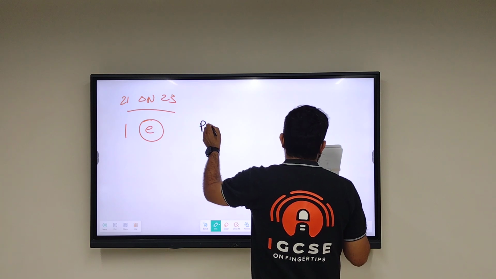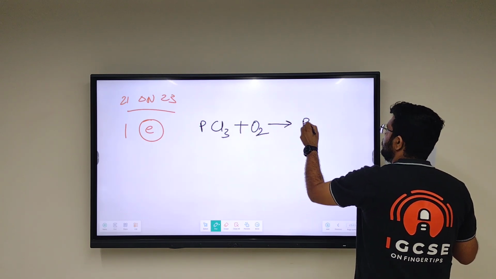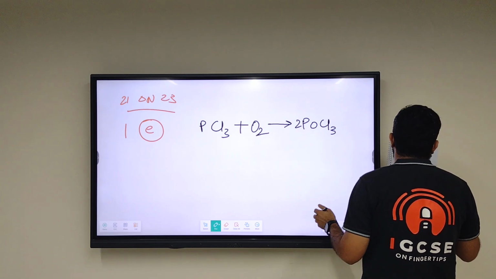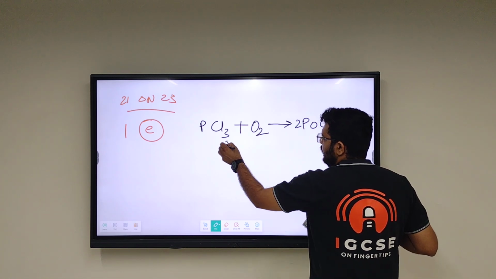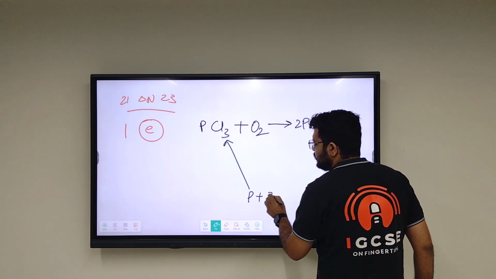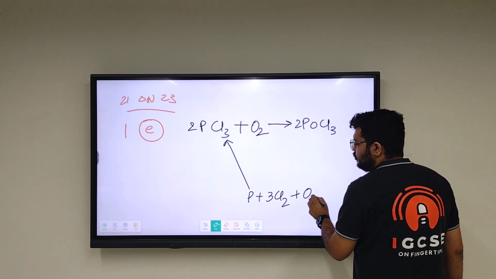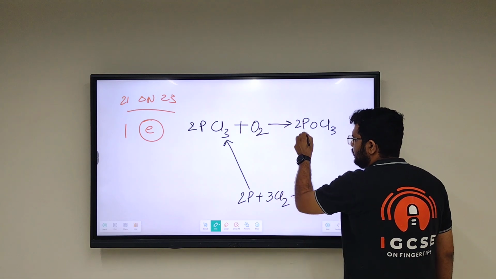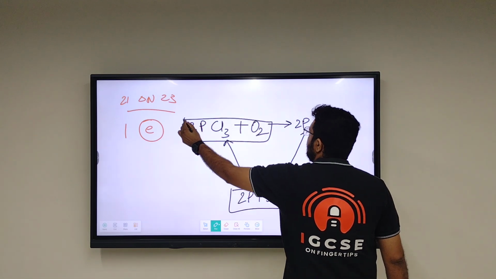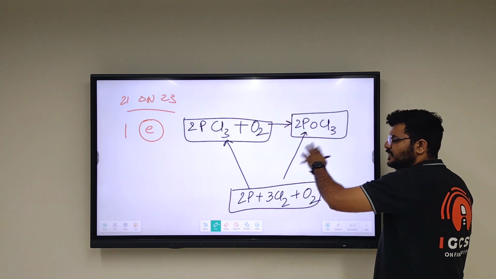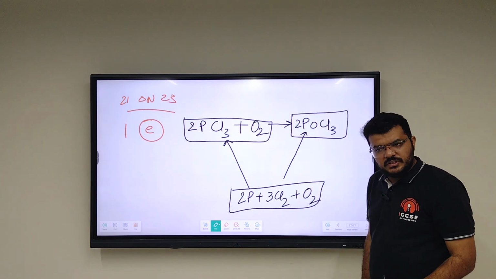So this is the reaction: PCl3 plus O2 gives POCl3. Now they are saying that the formation of PCl3, let's form this PCl3 from P plus 3Cl2. So I would write a 2 here, plus O2 and 2P. So it can give this also. These elements can react to form this, and this can react to form this, and these elements can directly form this. Right? So your first step should be finding out the enthalpy change of this reaction.